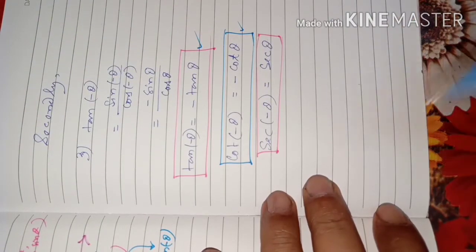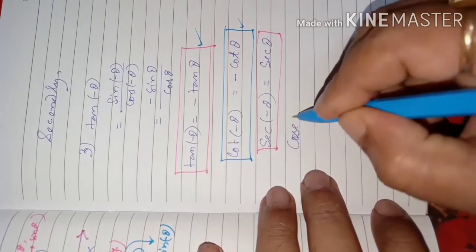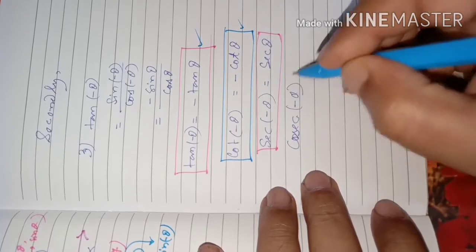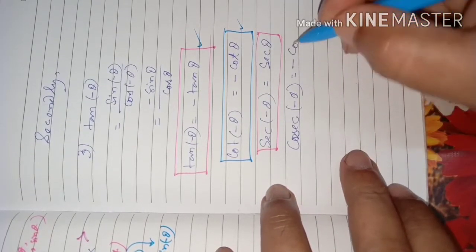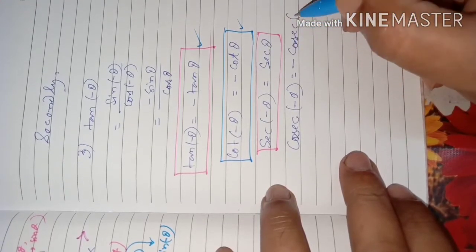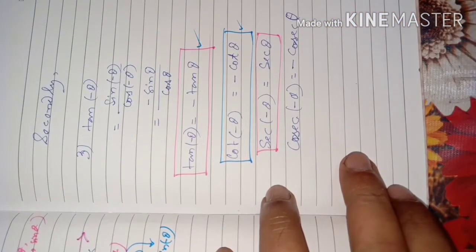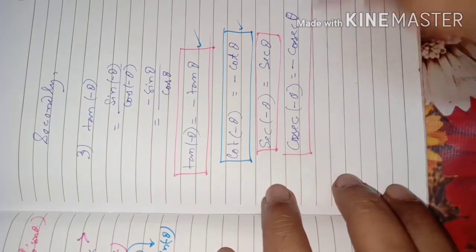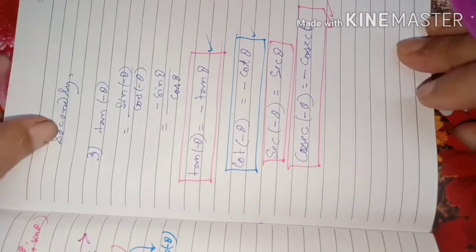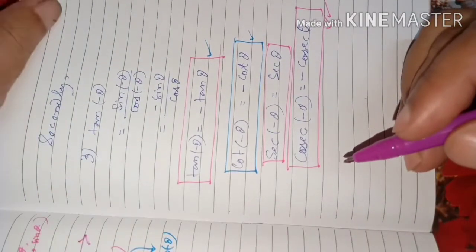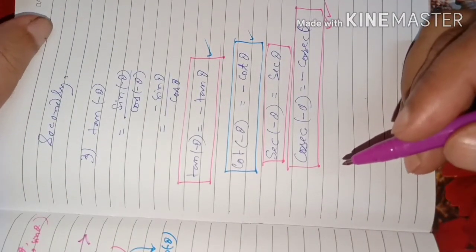Similarly, cosec of minus theta. Cosec is also dependent on sine. It is the reciprocal ratio of sine, so it will become minus cosec theta. Please keep this whole list in mind. Okay, dear students, you understood how to form this? So I have shown how to write the trigonometric function values for minus theta.